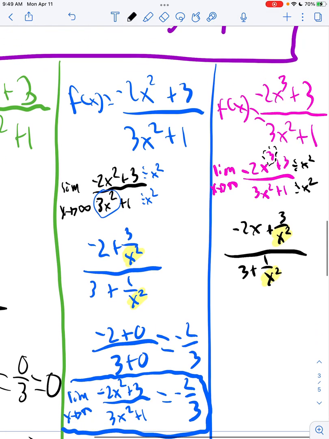Again, notice these will have a limit of 0. But because we have this other x right here, we really can't conclude much because the numerator grows without bound as the denominator approaches 3. So again, this one would be an example of the limit does not exist, because the numerator is going to just keep going because of this right here. Okay, we weren't able to cancel that out. So the limit does not exist.